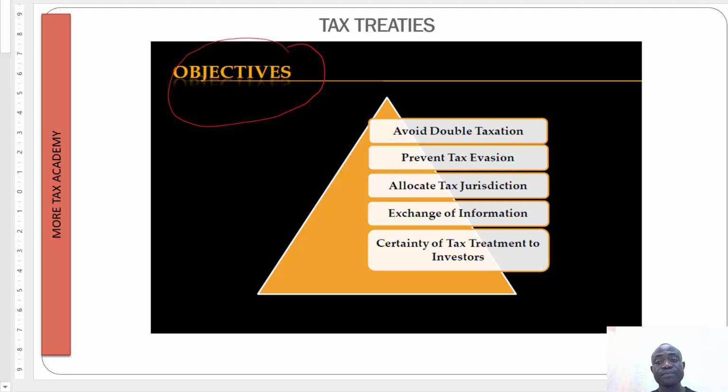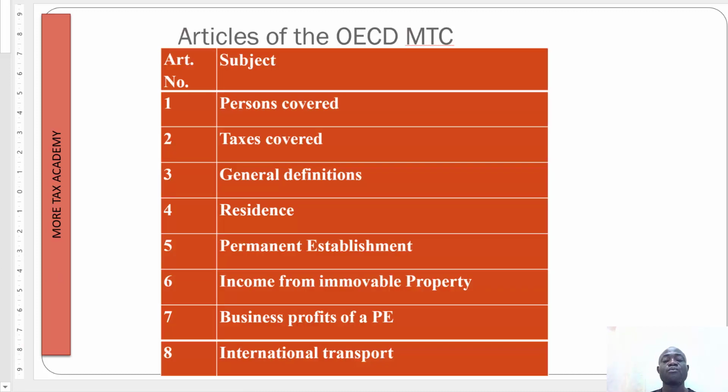Of course, nobody wants to be taxed twice. And then to prevent tax evasion or tax avoidance. And then allocating tax jurisdiction, exchange of information, certainty of tax treatment to investors. We discussed all of these things. And the reason why I'm recapping is that we said that normally tax treaties are more like a template. In other words, we have models of tax treaties. So we have the United Nations model, or the template. If you want to do a tax treaty, you just go and pick it and then fix in the terms and the conditions you want.